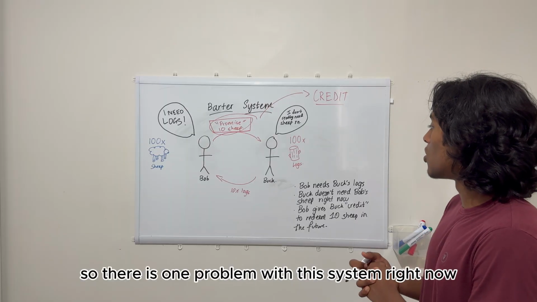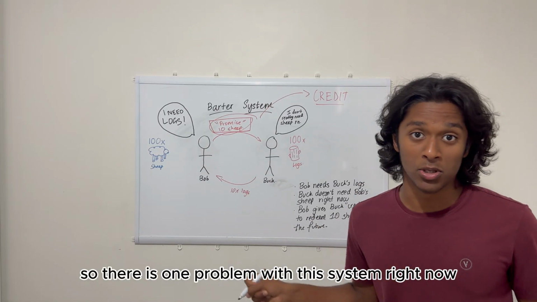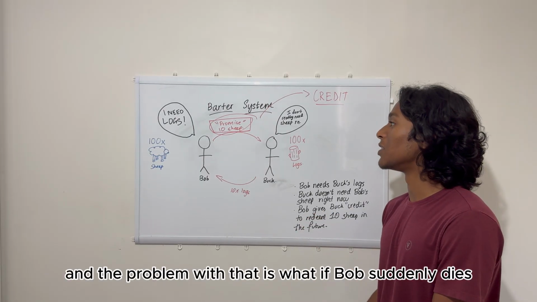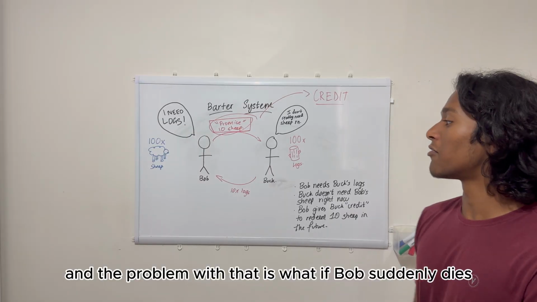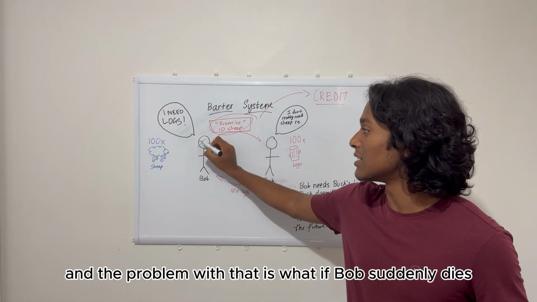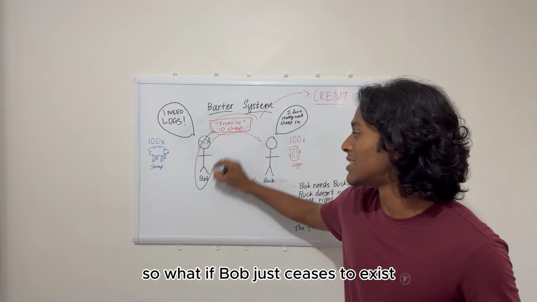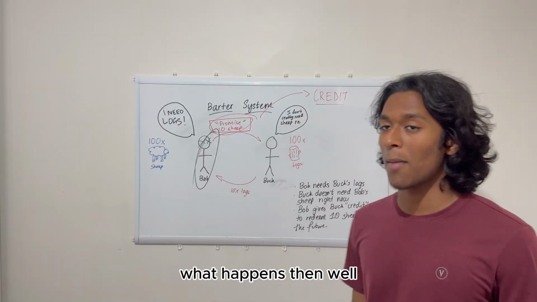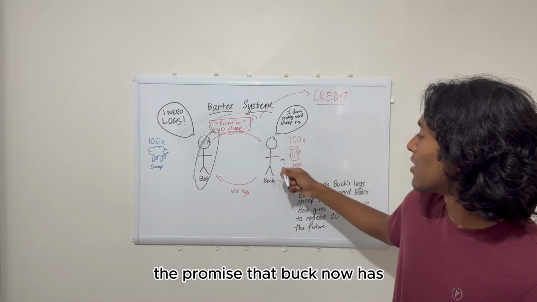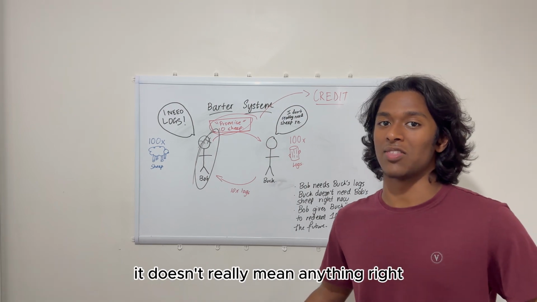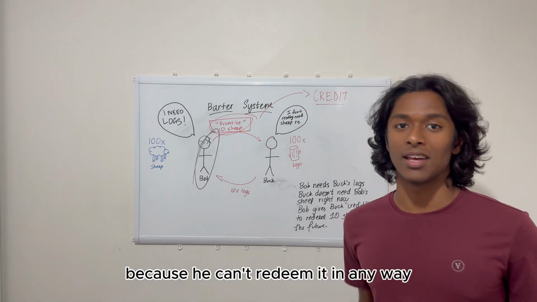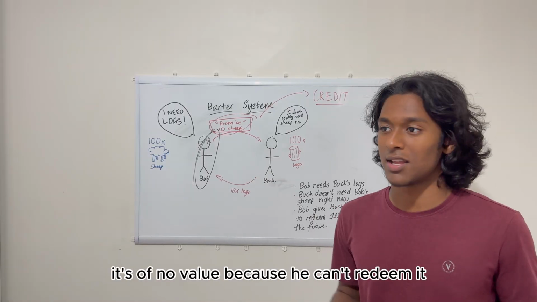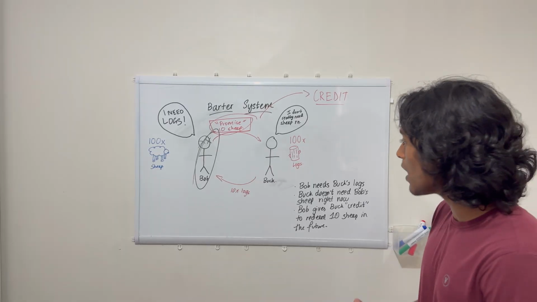Okay, cool. So there is one problem with this credit system that we have right now. The problem is, what if Bob suddenly dies? What if Bob just ceases to exist? What happens then? Or maybe Bob runs away to a different country. What happens then? Well, the promise that Buck now has doesn't really mean anything, right? Because he can't redeem it in any way. It's just gone like that. His asset which he had is now completely gone. It's of no value because he can't redeem it.